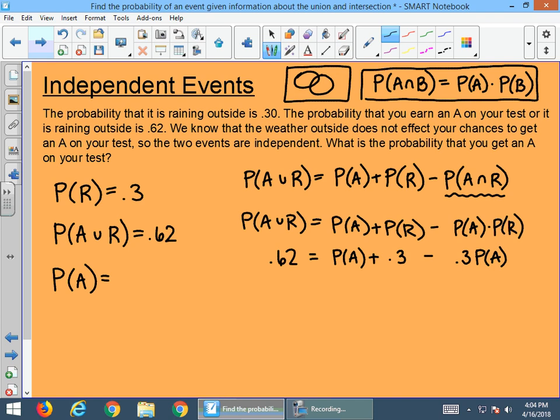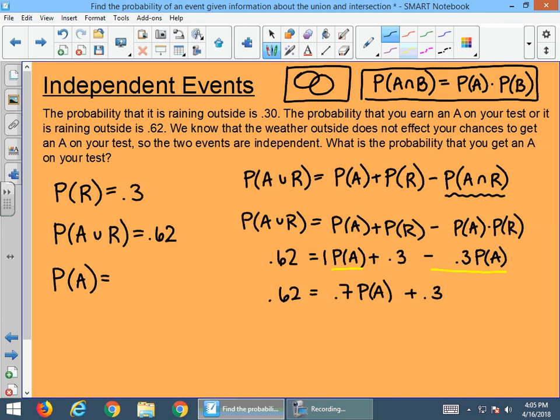Alright, now for the algebra, and this is where it gets a little bit tricky. First thing I'm going to do is combine like terms. However, you need to see where the like terms are. Those are my two like terms. I have one probability of A on the left, and I have negative 0.3 probabilities of A on the right. So when I combine these like terms, 1 probability of A minus 0.3 probabilities of A will leave me 0.7 probability of A, plus 0.3. So I'm just combining like terms. That's actually a 1 right there. 1 minus 0.3 is 0.7.